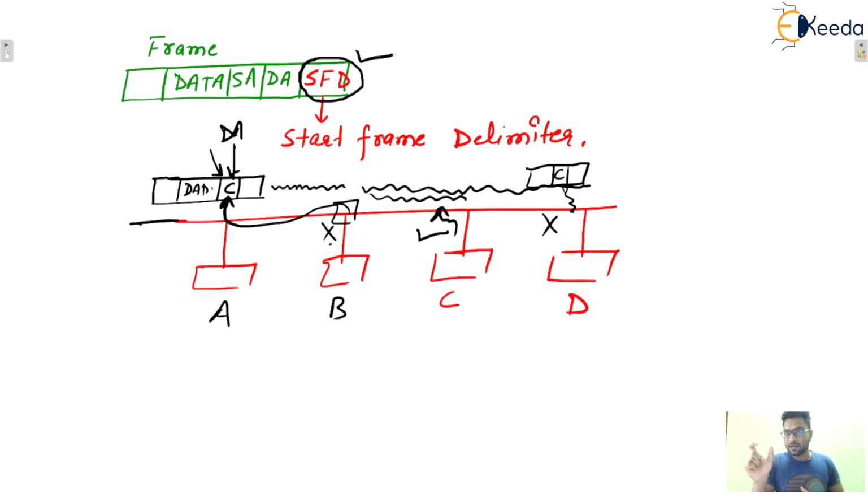Some specific pattern will be there in the SFD that doesn't match with any data part. So whenever this frame comes to B, B will see the special pattern in the SFD. Then B will think that one frame is coming. After the SFD, B is going to check the destination address. If it matches with B, it will accept, otherwise reject.